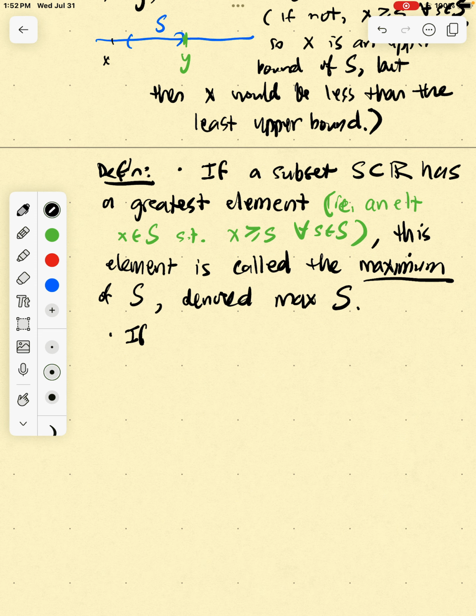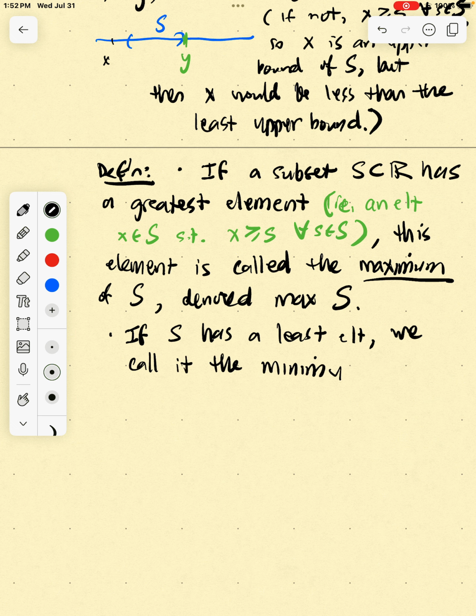And if S has a least element, naturally we call that the minimum of S, and denote it min S. Behind that statement is, again, the assertion that you can't have two least elements or two greatest elements, and the proof is the same as what we did before.